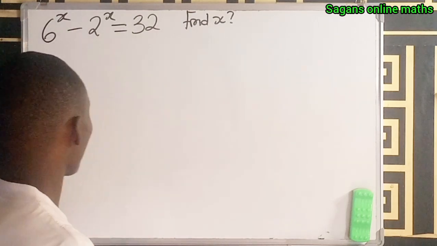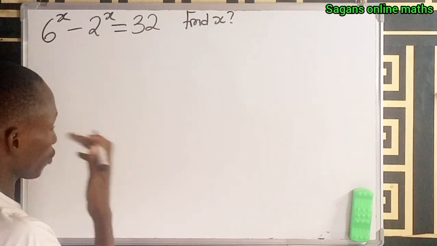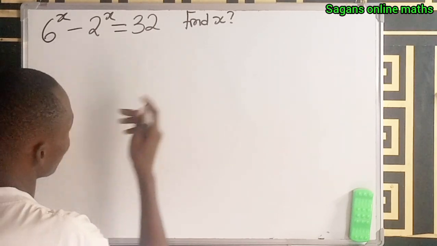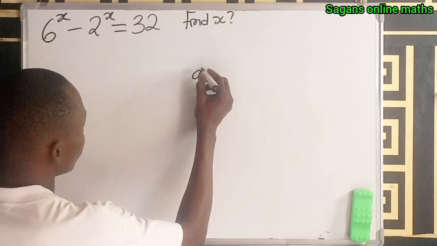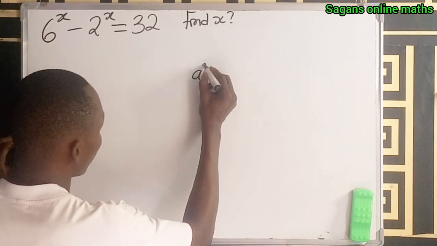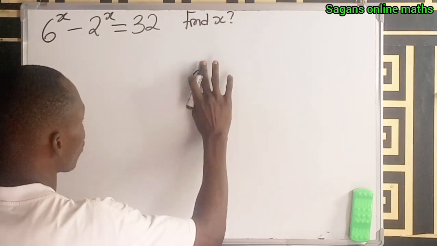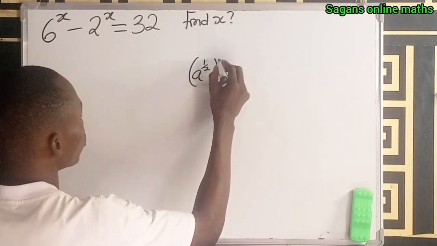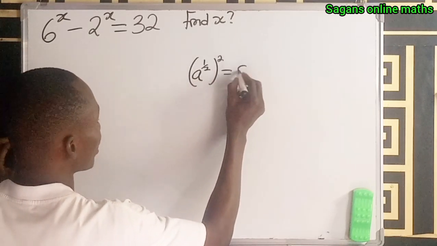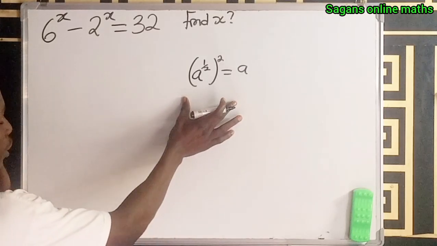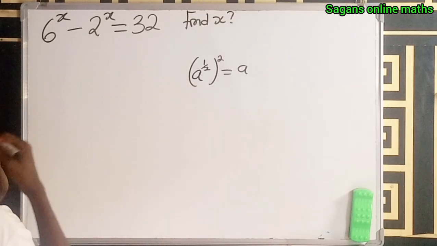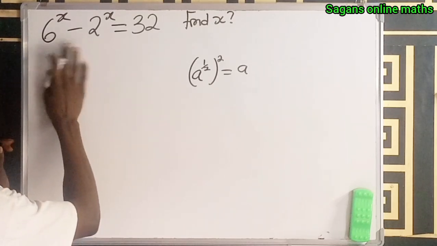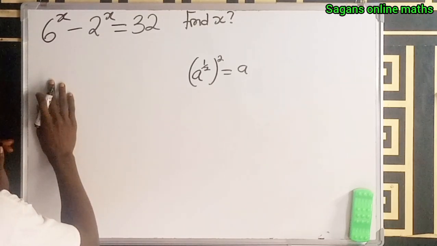Now let me draw your mind to one of the properties of indices that will help us here. Do you know that if I have a to the power of 1 divided by 2, all to the power of 2, that is equal to a? Let's agree with these properties of indices, right? So do you know an amazing thing I'm going to do here? I want to apply the properties of indices here.